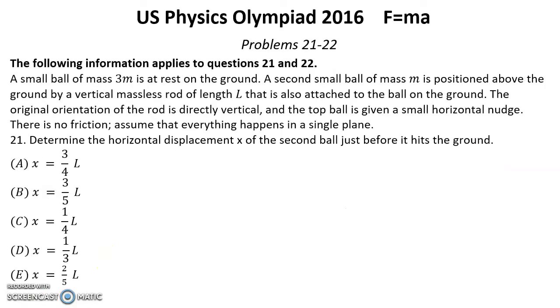Problems number 21 and 22. The following information applies to questions 21 and 22. A small ball of mass 3m is at rest on the ground. A second small ball of mass m is positioned above the ground by a vertical massless rod of length L that is also attached to the ball on the ground. The original orientation of the rod is directly vertical, and the top ball is given a small horizontal nudge.